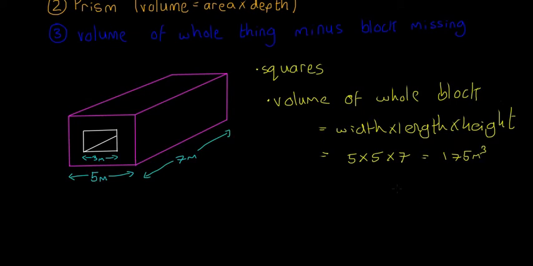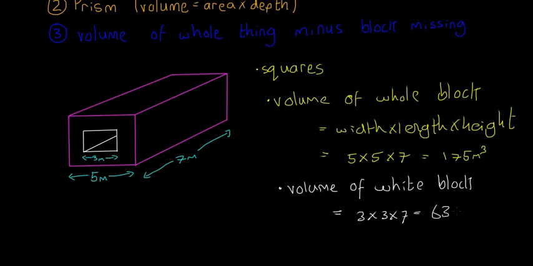Alright, so now we need to find out the volume of the white block in the middle, okay? So I'm going to say the volume of the white block. Again, it's going to be width by height by length because it's kind of a bar. And in this case, it's going to be 3 multiplied by 3 multiplied by 7. And that's going to give us 63 meters cubed, I keep saying meters squared, my mistake.